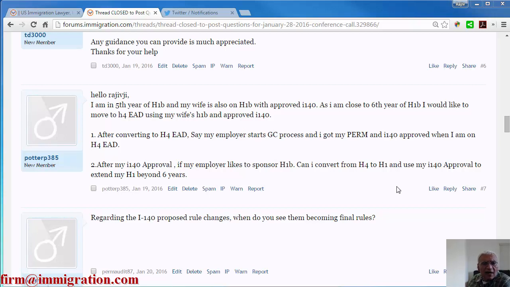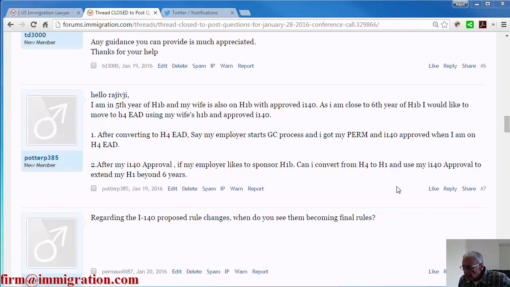Part Terp 385: I'm in my 5th year of H1B. My wife is also on H1B with an approved I-140. I would like to move to H4 EAD. After converting to H4 EAD, if my PERM gets approved and I-140 gets approved, can I convert back to H1?